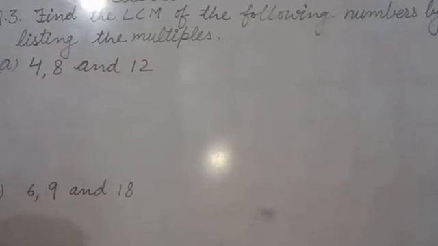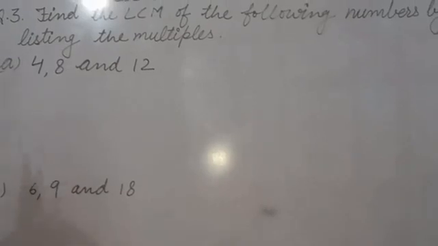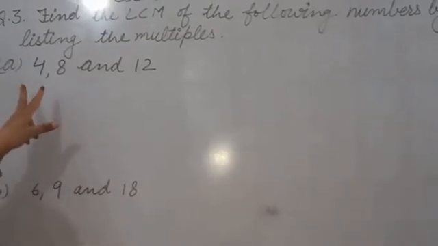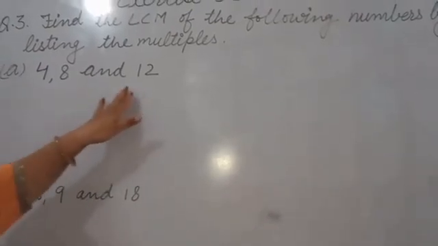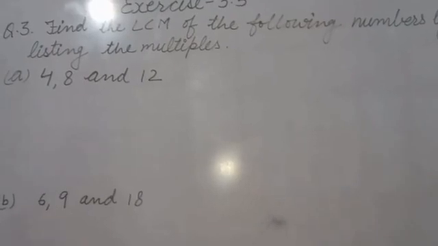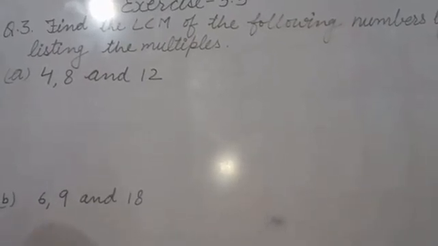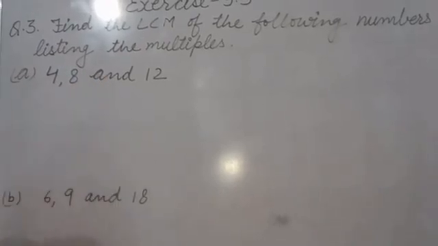Okay, but what's the difference between question 2 and question 3? In question 2 we have 2 numbers, and in question 3 we have 3 numbers. Means we have to write the multiples of all 3 numbers, then find the common one, and then we will write the LCM. Okay, so let me start with part A. Here we have 4, 8 and 12.